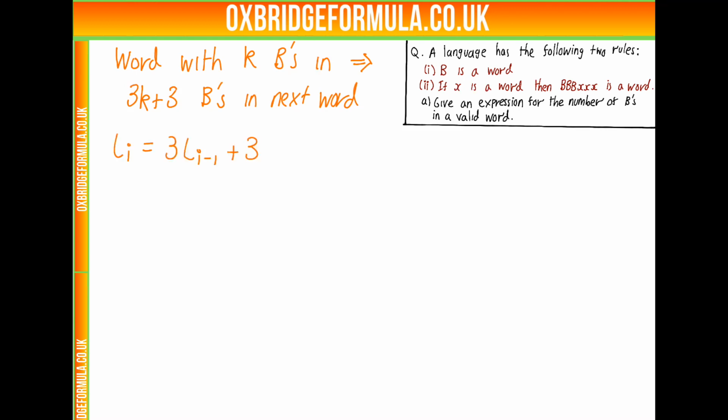So algebraically, or in a sequence, we can represent it as this: Li is equal to 3Li minus 1 plus 3, where Li is the number of B's in a word, and we'll make L0 B, because that's the starting point, so it makes sense. But you could change that index. You could make L1 B if you wanted, and it won't make any difference. But we're going to go for L0 is B.